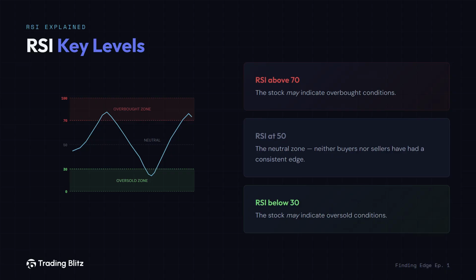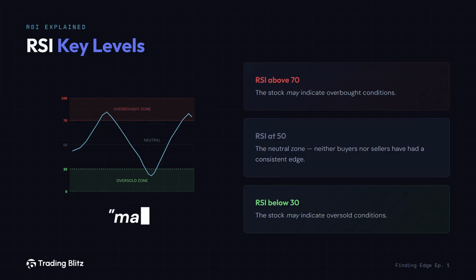When RSI is above 50, the stock may be gaining momentum, and when it's below 50, the stock may be losing momentum. And finally, you'll hear people refer to key levels such as 30 and 70. Readings below 30 may indicate that the stock has been oversold, and readings above 70 may indicate that the stock has been overbought. Now, I use the word may.